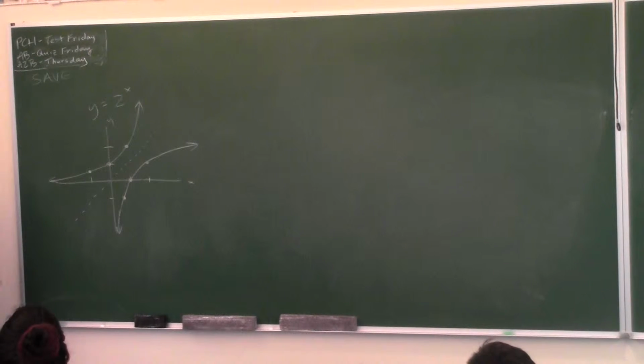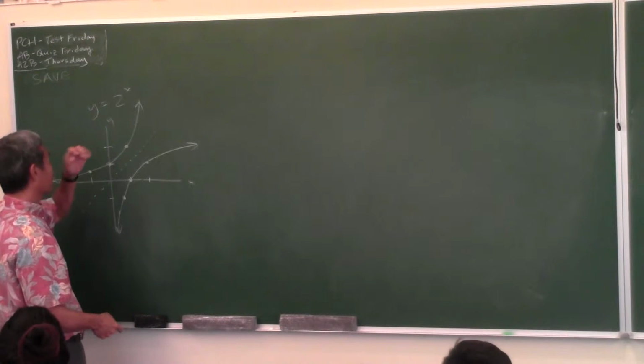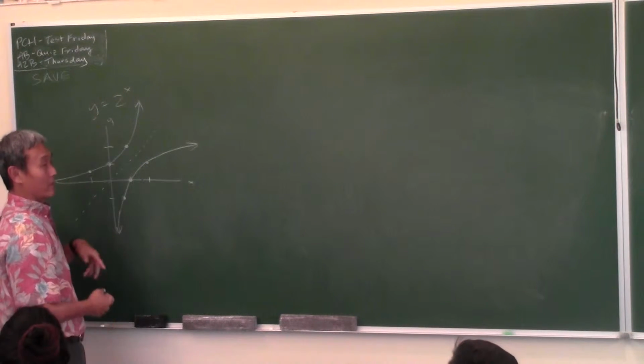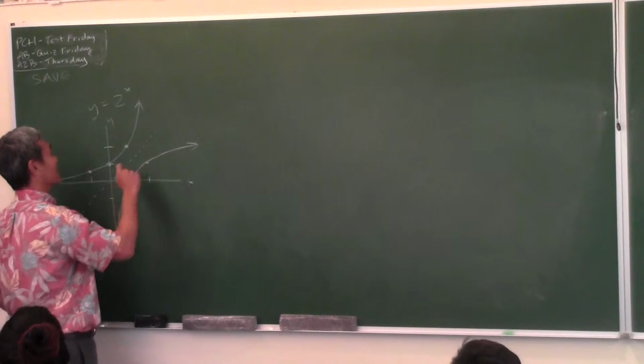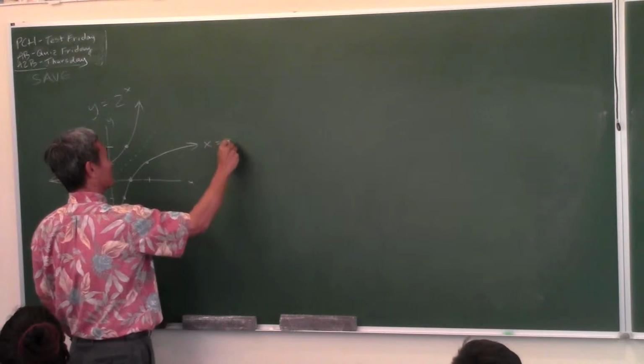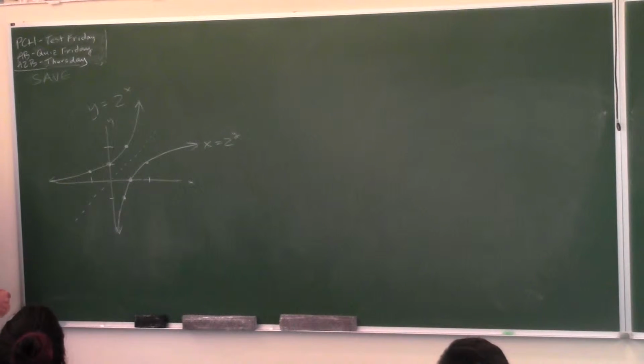How do you find the equation of the inverse graph? Well, what did we do on yesterday's quiz? If this is the equation, how do you find the inverse? You switch the x's and y's. So you're going to get x equals 2 to the y. And then you need to solve for y. Okay, but how the heck do you solve for y? What do you do?